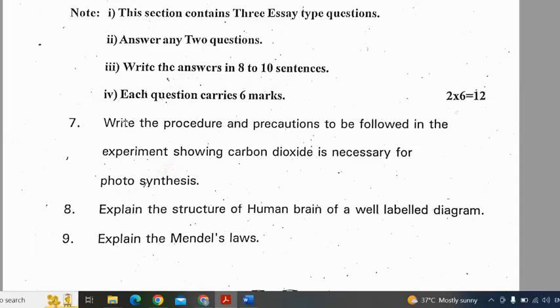We'll see the third section. In the third section, we have 3 questions. You need to attempt any 2. Each question carries 6 marks. 2 sixes are 12. Write the procedure and precautions to be followed in the experiment showing carbon dioxide is necessary for photosynthesis.